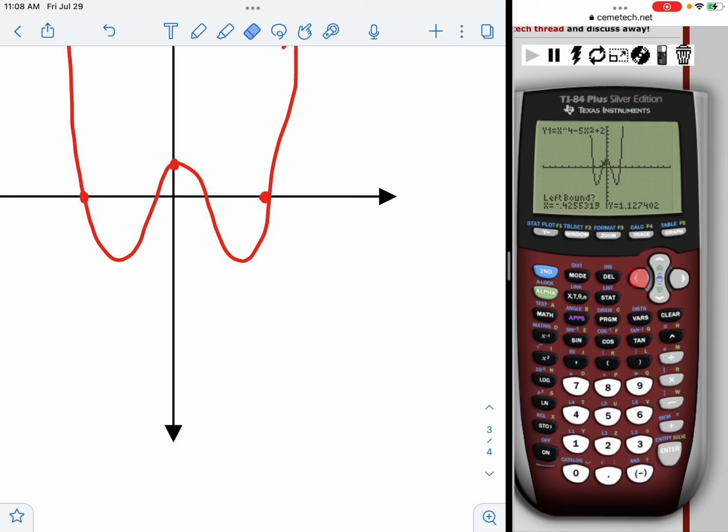I want a left bound. So I want to get to the left of that minimum. Oops, I went too far. I'm still to the left of it, but still. All right, so I'm to the left of it. I'm going to hit enter.